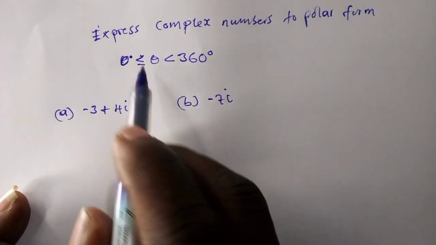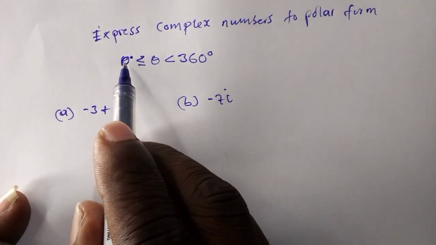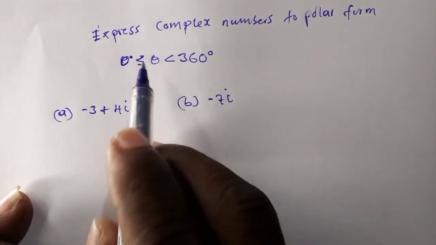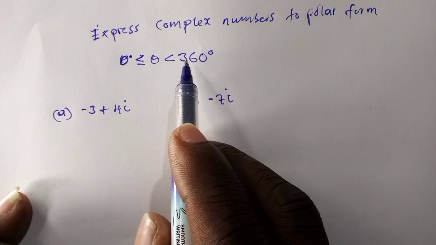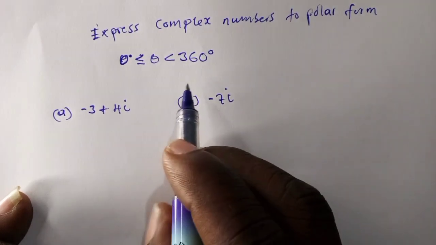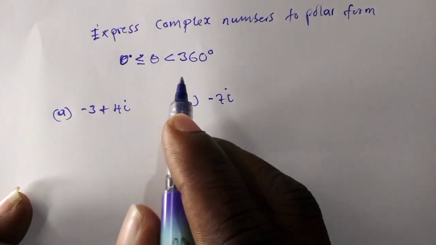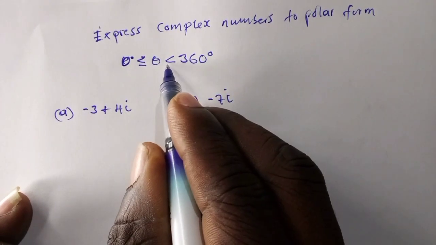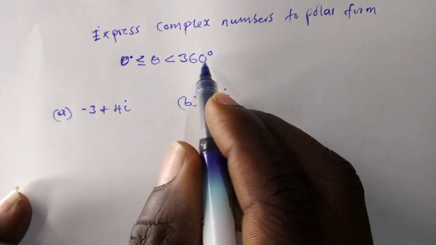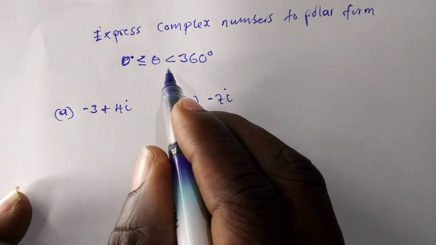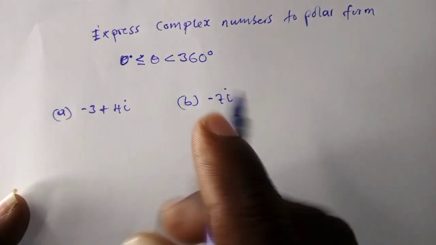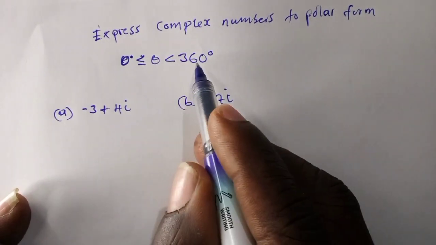Today we are going to look at how to express a complex number in polar form. We have the range, which is 0 degrees ≤ θ < 360 degrees. So the angle we are to find does not reach 360 because they have used less than 360. In case they had used less than or equal to, you would have to find until 360.